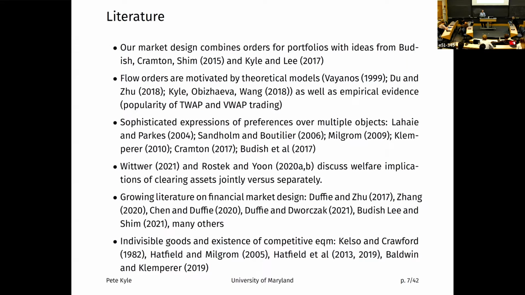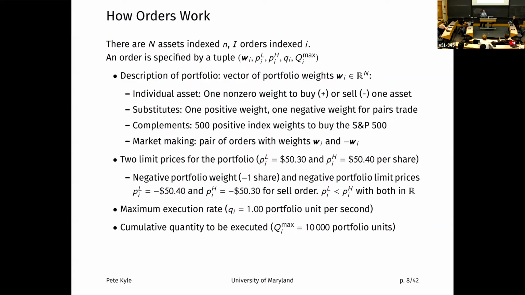And then finally, we're running kind of orthogonal to the literature that talks about indivisible goods. We're making the goods divisible. And by making them divisible, we get some analytical tractability, and the analytical tractability, I think, allows our proposal to be feasible. So let me talk about how the orders work and then get to the result.